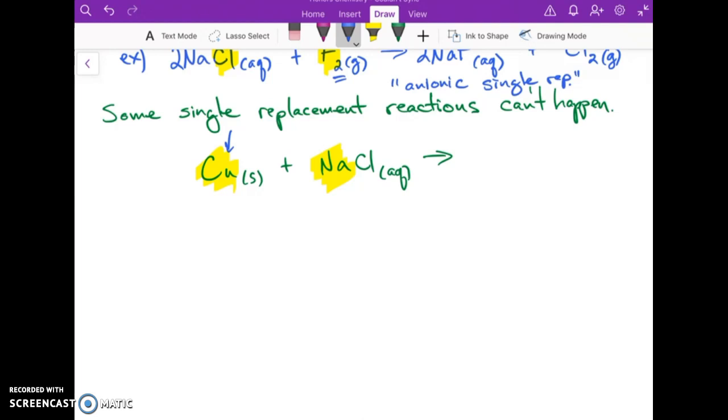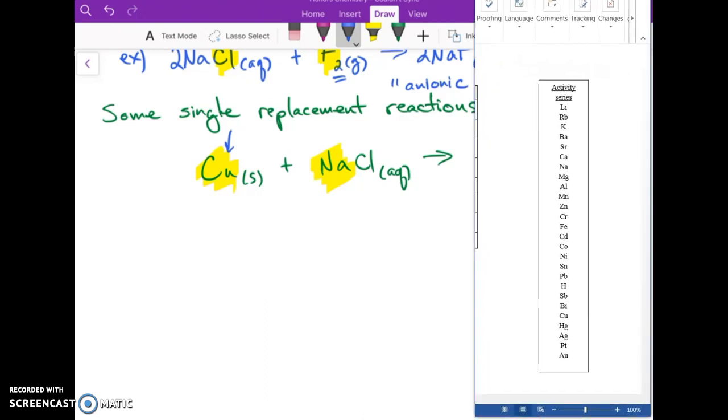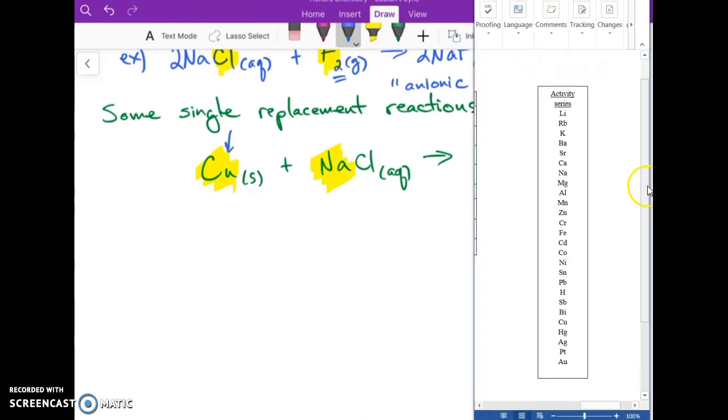So can copper replace sodium? That's a question that we have to ask ourselves. And the answer is actually found on the back of your periodic table, your yellow periodic table that I gave you way back a couple months ago. It has this thing on it called the activity series. So the activity series actually is there to predict whether or not a single replacement reaction will happen. So if I find copper on this list, copper is way down here near the bottom, right? And then if I find sodium, the thing it's trying to replace, it's much higher up. And so this reaction actually doesn't happen.